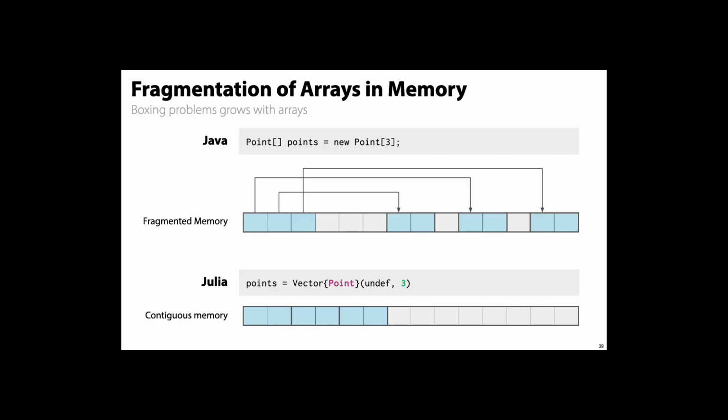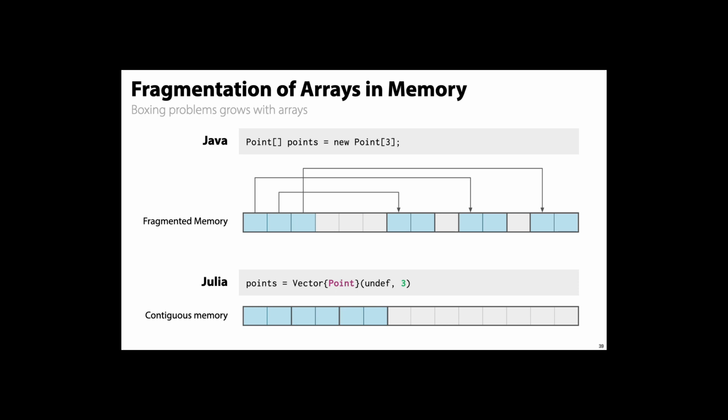And in fact, this only gets worse when you're working with arrays. So say that I'm creating an array of 3 points in Java. Java cannot really know how much space each of the points take because there could be subclasses that have more member variables. So we need a pointer to some location in memory where the actual object lives. Again, you get memory fragmentation.